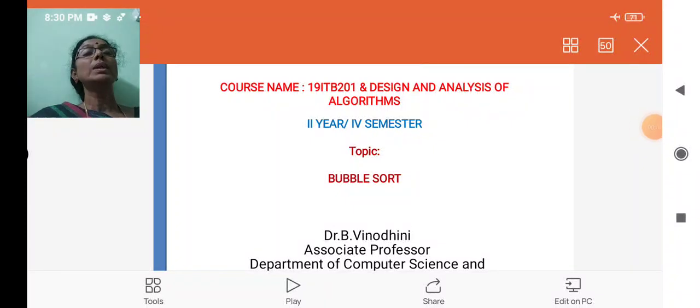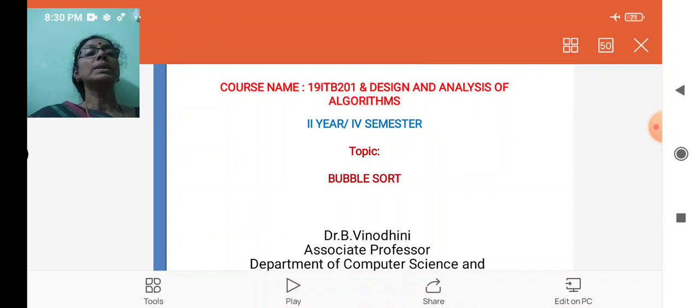Good morning to all. In today's lecture series, we are going to see how to find the efficiency of bubble sort using mathematical analysis. In the last class we saw how bubble sort works. So let me recollect how bubble sort works.